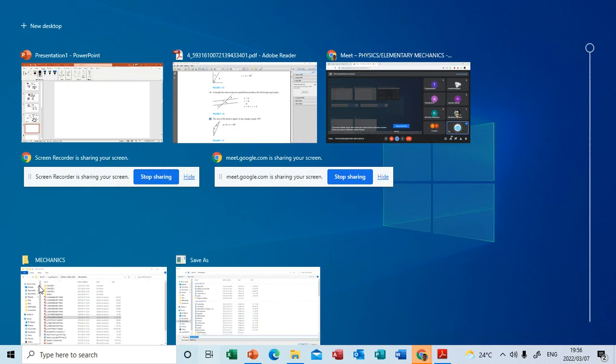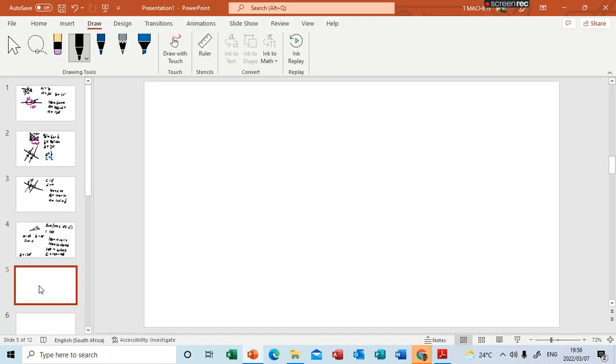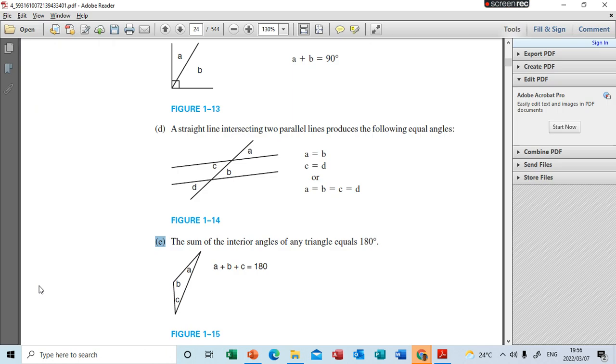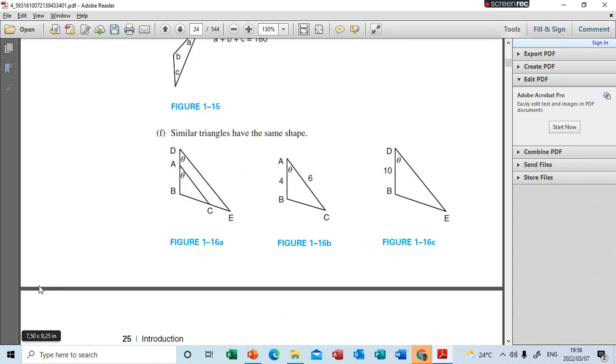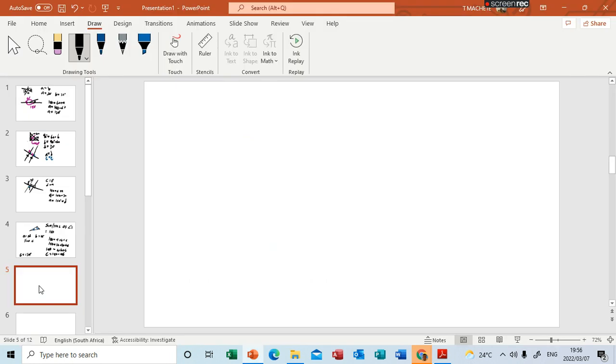Then the next one, let's do the last one. Is it similar right angle triangles? Yes, similar triangles. So this one, I know there's something like this on your exercise. We're going to solve it. Hopefully we'll have time by then.